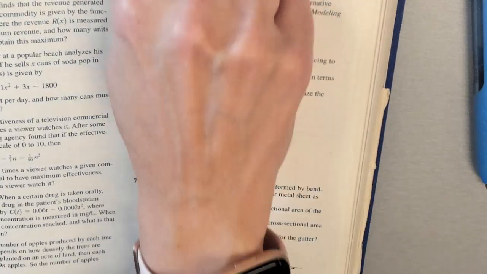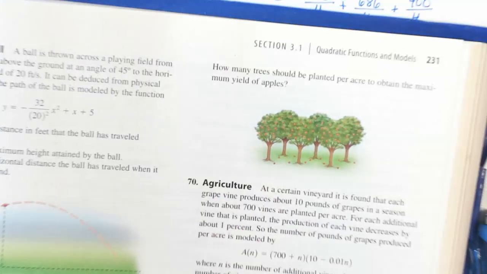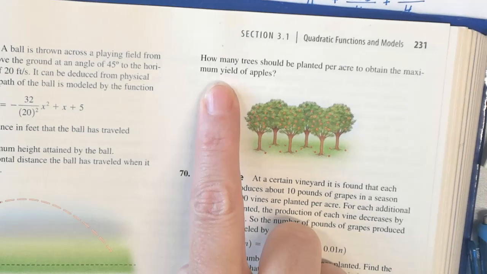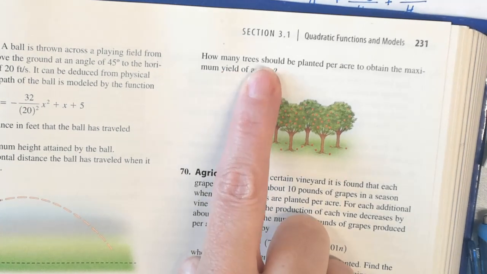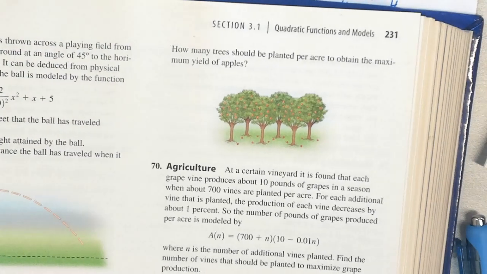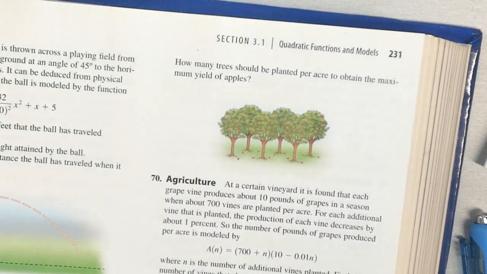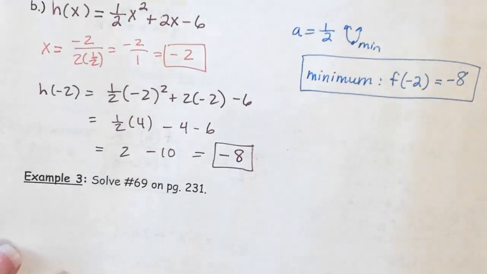All right, and then what we're trying to answer is this question. How many trees should be planted per acre to obtain the maximum yield of apples? Okay, so we're going to write down that question on our sheet. That's the question that we're trying to solve.